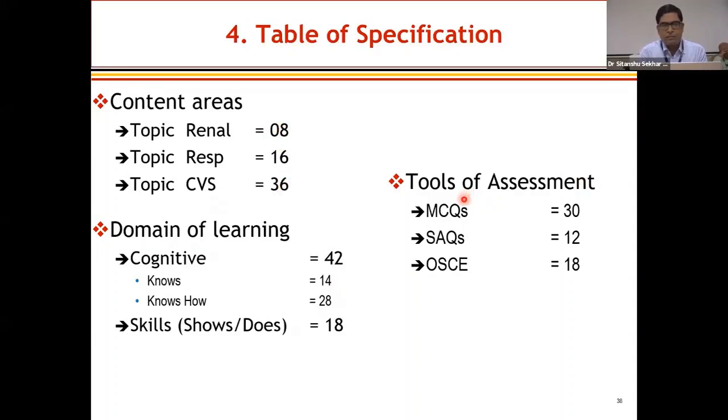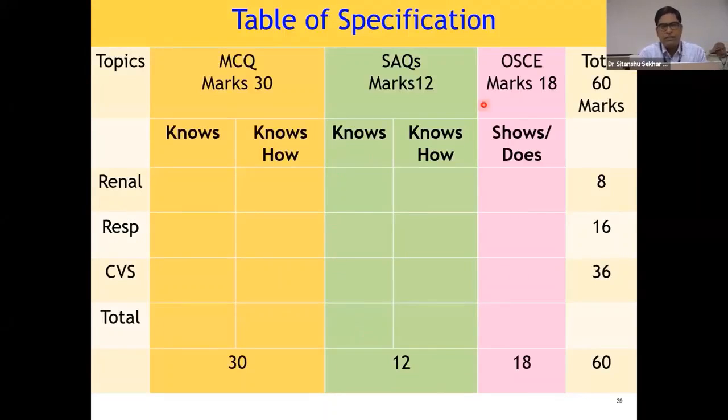The tools of assessment, if we decide that MCQ should be 30 marks, SAQ should be 12 marks, and OSCE should be 18 marks, again it is adding up to 60. So see, cognitive domain, which usually talks about the MCQs and SAQs, it is 30 plus 12, it adds up to 42 here. And the skill assessment, which shows and does, 18, and 18 is here. So it matches everything, and we have distributed the marks into the 3 subjects. Now let's come back. So it is the table of specification.